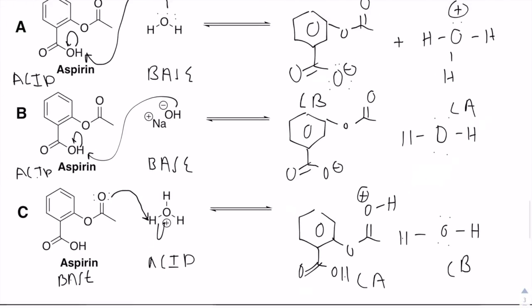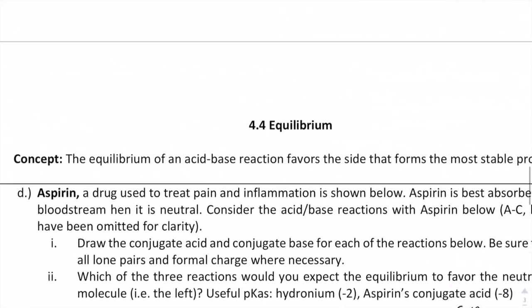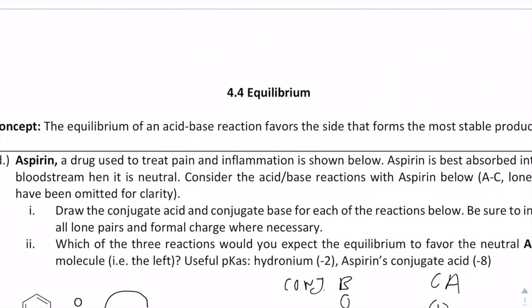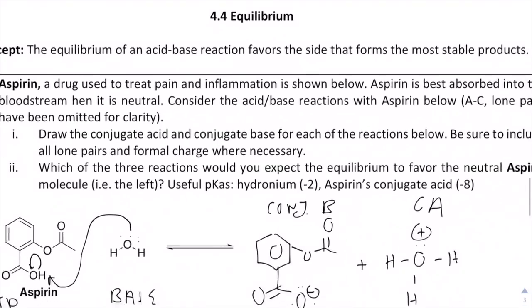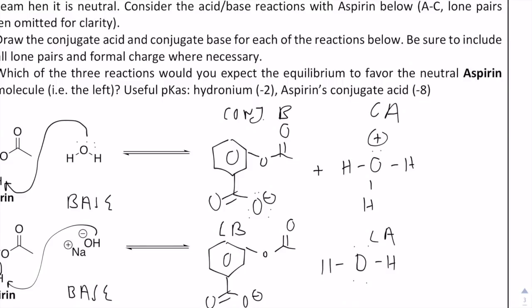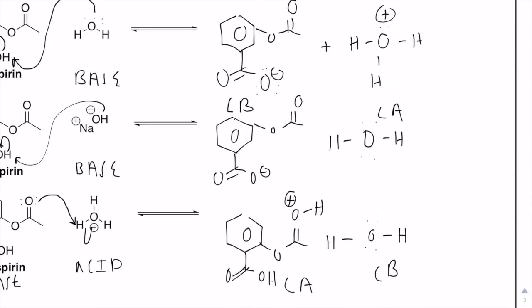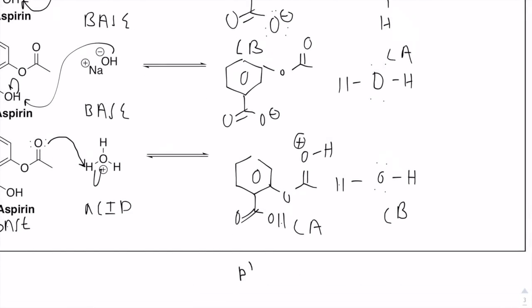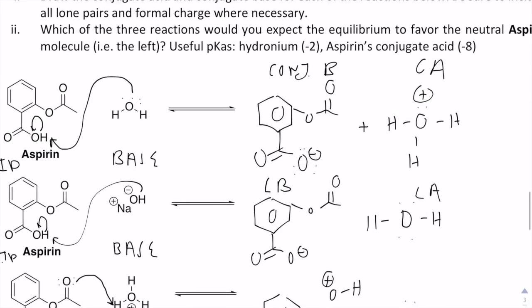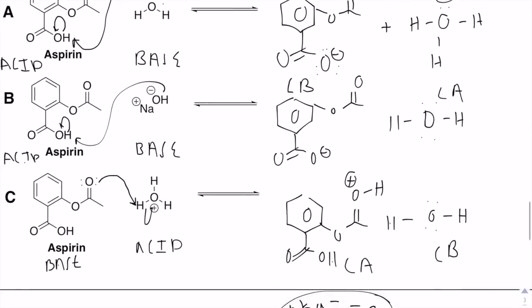Okay, so now we need to discuss where our equilibrium is lying. So we said above, up top here, that the equilibrium of an acid-base reaction favors the side that forms the most stable products. So we have these two useful pKa values telling us that hydronium is -2, but aspirin's conjugate acid is -8. So let's just fill those in. So the pKa of this is going to be -8. Okay, and the pKa of hydronium is -2.